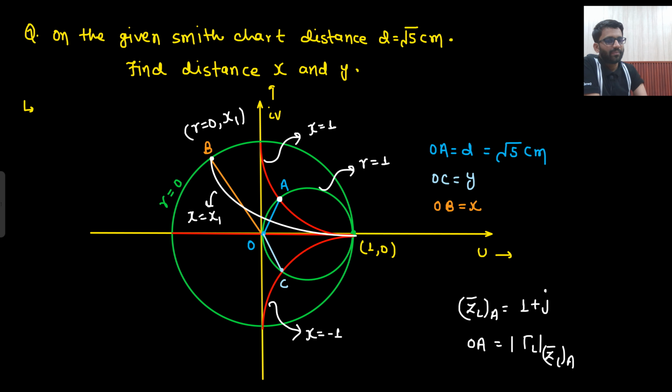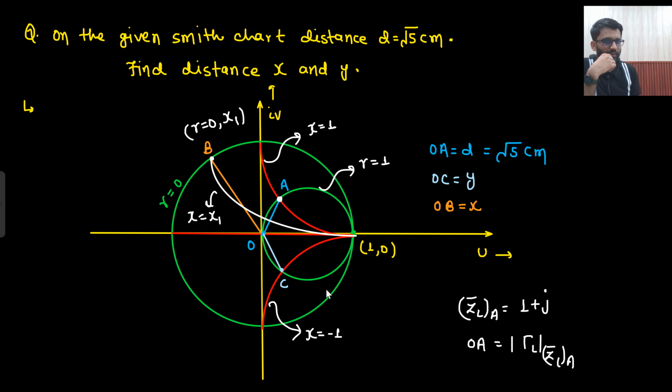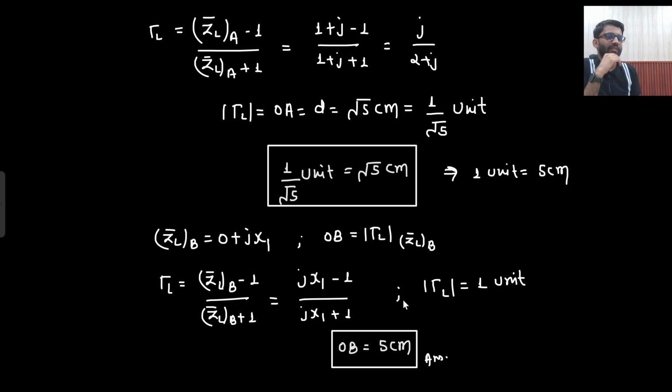That means my normalized impedance is 1 plus j. If I know the normalized impedance, then I can calculate the gamma L value. I got to know that it is 1 by under root 5, which is equal to OA. This is equal to OA only, which is equal to under root 5 centimeter. So here in the Smith chart, 1 by under root 5 unit is represented by under root 5 centimeter. That means 1 unit is represented by 5 centimeter.